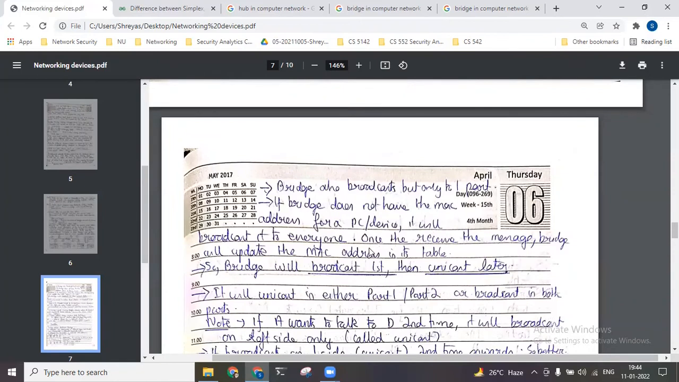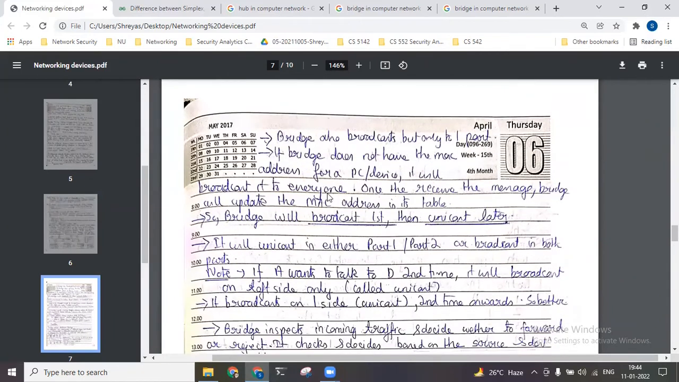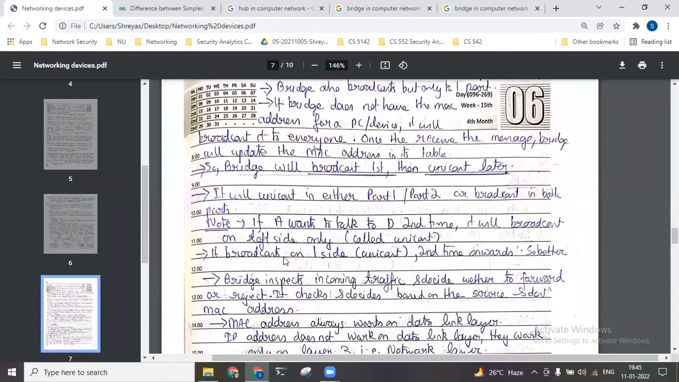So if a bridge does not have the MAC address for a PC or device, it will broadcast to everyone. Once the receiver receives the message, the bridge will update the MAC address in its table. So the bridge will broadcast first and then unicast later. Unicast is in either port 1 or port 2: when it broadcasts in only one of the 2 collision domains, it is called unicast. And if it is broadcasting in both collision domains, it is called a normal broadcast.